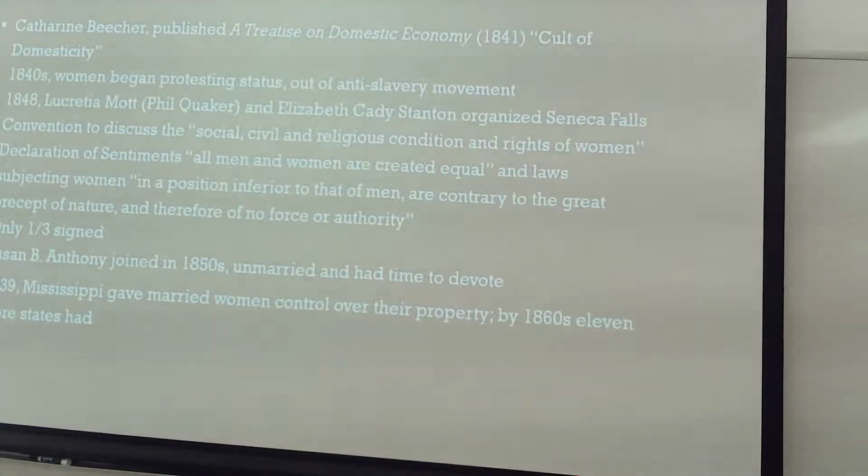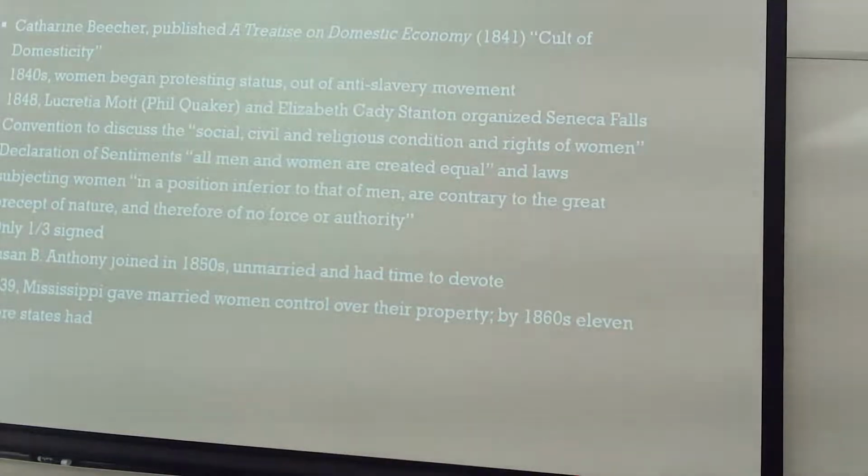And then they argue that laws subjecting women, quote, in a position inferior to that of men are contrary to the great precept of nature and therefore of no force or authority, unquote. So they use the words of the Declaration of Independence to declare their independence.